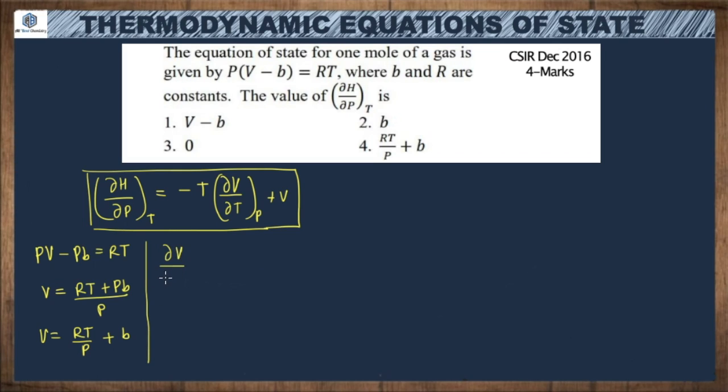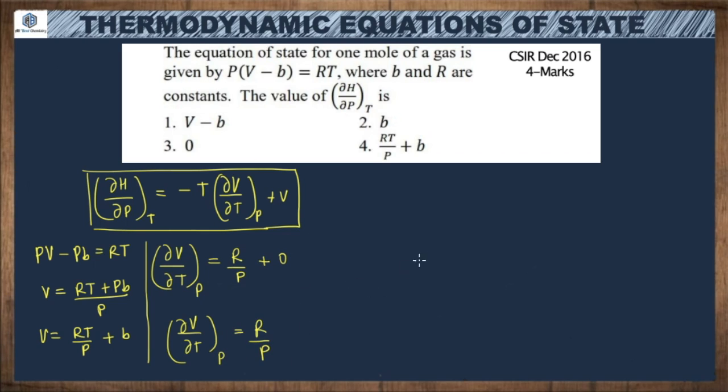So I'll be doing del V by del T at constant P. If I do that, on the right hand side, R was already constant, P I have taken as constant, so R and P will not get differentiated. If you differentiate T, you will get 1, so you'll just get R by P. And since B is a constant, differentiation of a constant is 0, so plus 0. But I got the value of it, right? So now I can substitute it to get my solution. So del V by del T at constant P is equal to R by P.